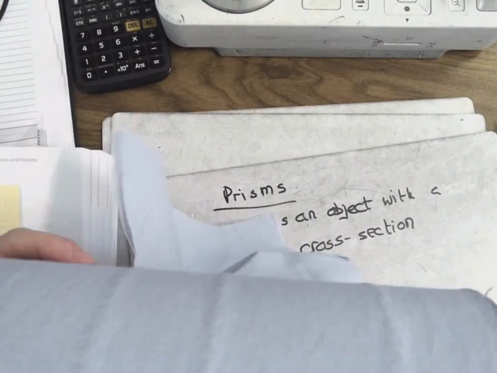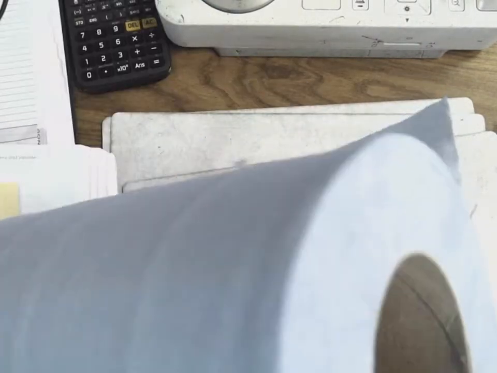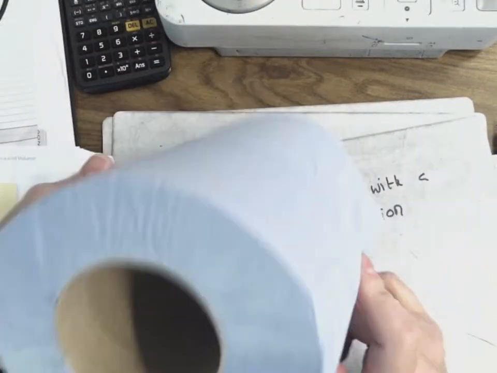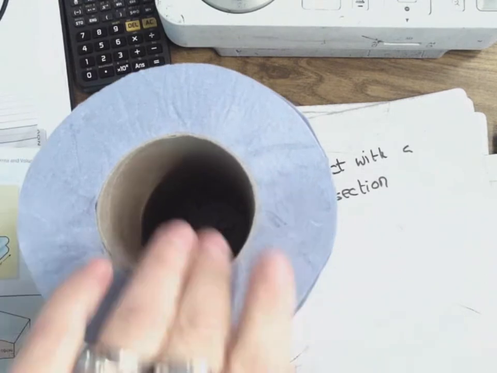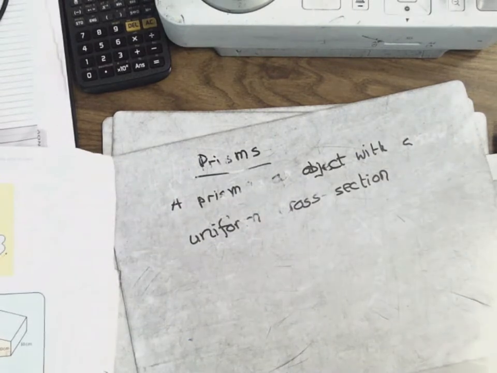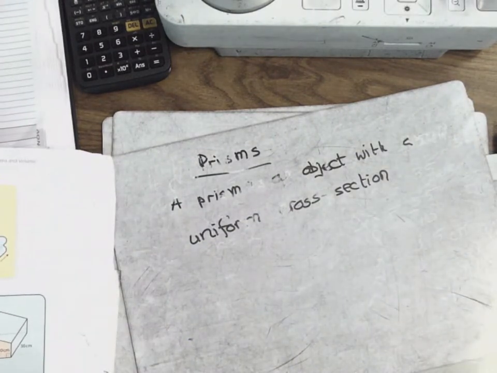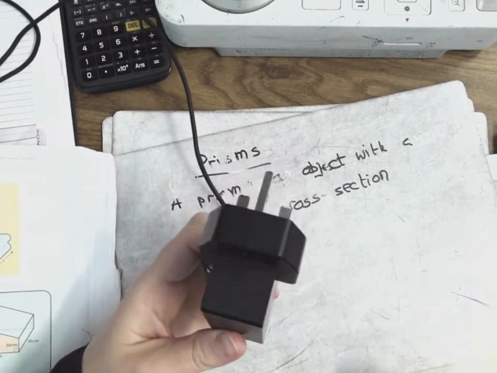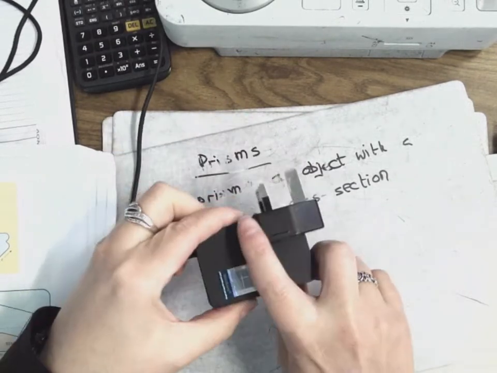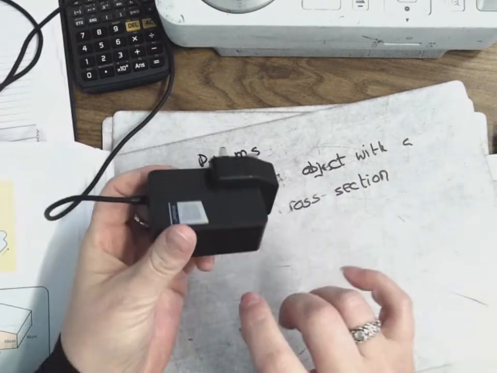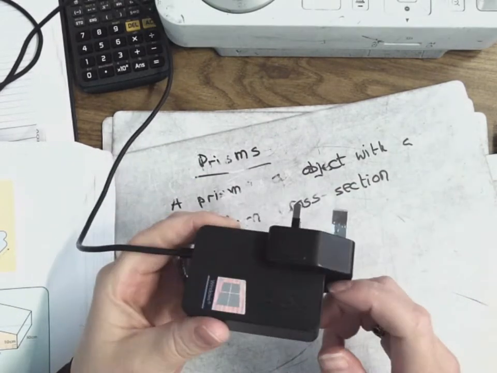This roll of paper is a prism. The shape at the front is the same as the shape at the bottom, and if I was to cut a slice at any stage there, it would be the exact same shape. Okay, right. This is not a prism. The shape at one side is not the same as the shape at the other side, okay?